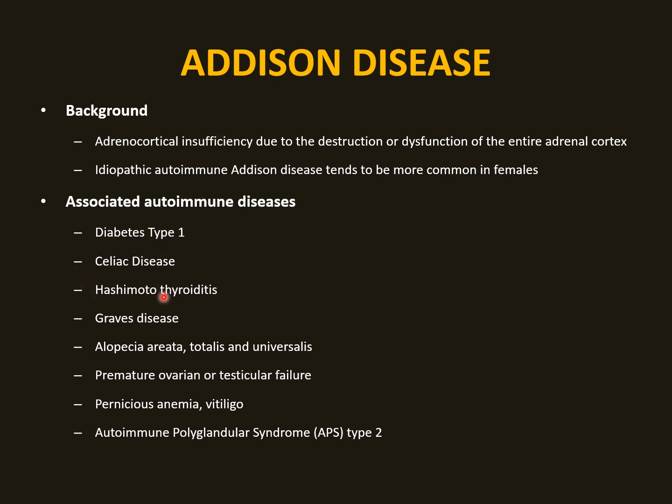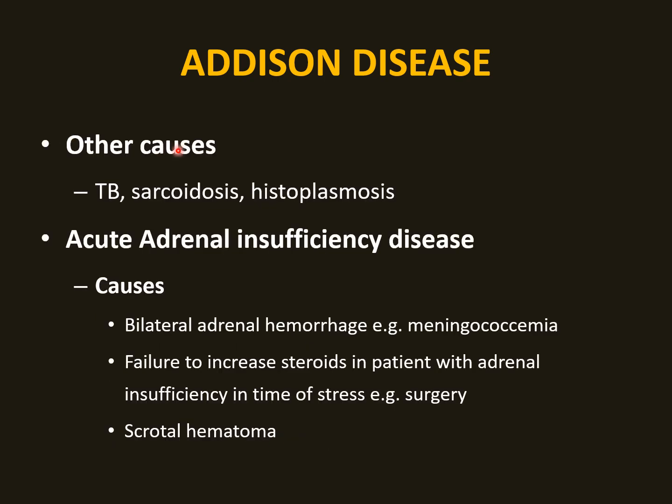Celiac disease as well, Hashimoto thyroiditis, Graves' disease, alopecia areata totalis and universalis, premature ovarian or testicular failure, pernicious anemia, vitiligo, autoimmune polyglandular syndrome type 2. Other causes of Addison disease: tuberculosis, sarcoidosis, histoplasmosis.